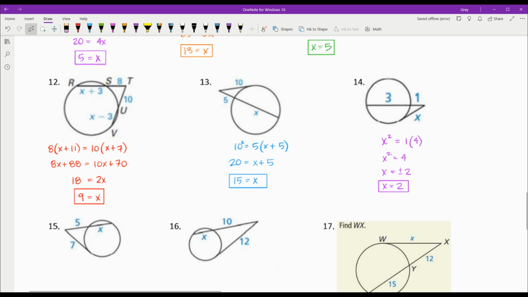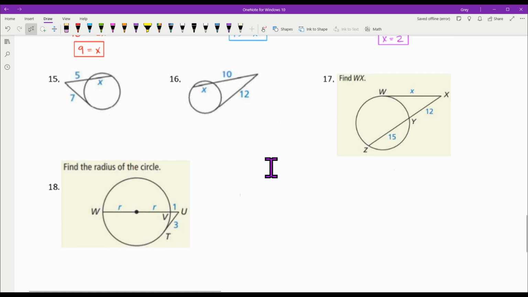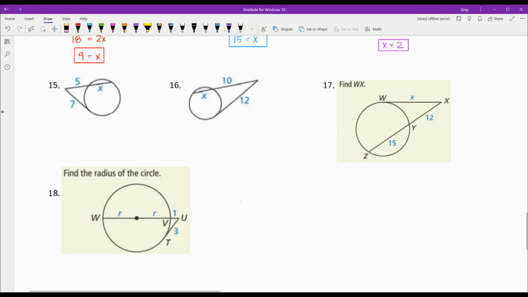All right. Number 15. Outside is 5. The whole thing is 5 plus x, or x plus 5. The outside is 7, and the whole thing is 7, so it's 7 squared. So I'm going to have 5x plus 25 equals 49. Subtract my 25, 5x equals 24, and divide by 5, and x equals 24 over 5. Again, not a negative number, not a problem.